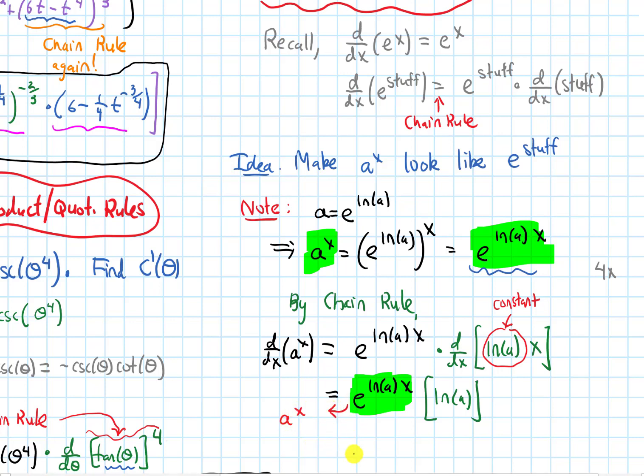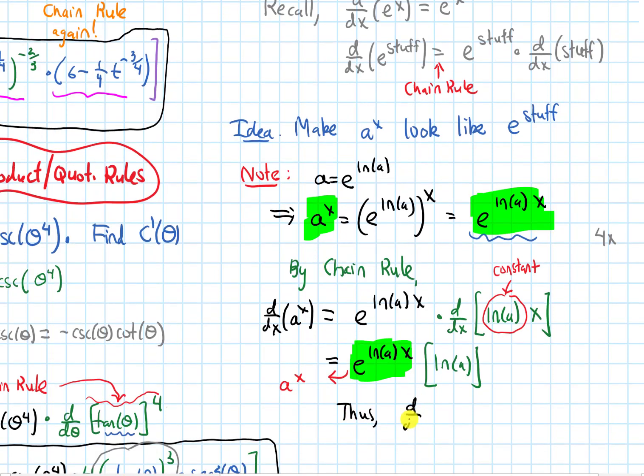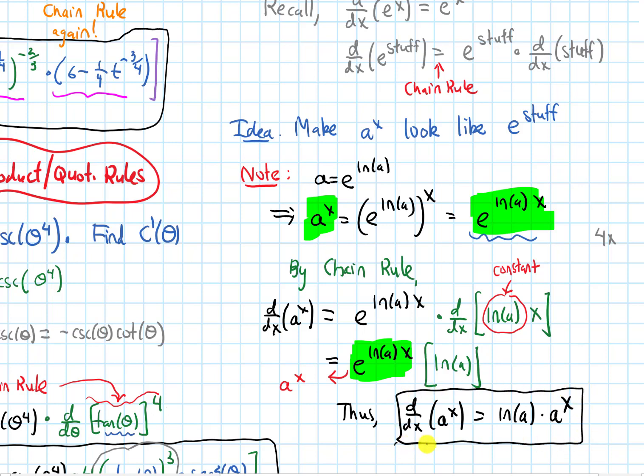So thus, what we've just shown is that the derivative of a to the x is equal to a to the x times ln of a. Let me actually write ln of a first: ln of a times a to the x. I'm going to box that. So that is a key derivative rule. And let's highlight that in yellow. All right, we now know a formula for the derivative of a to the x, where a is some arbitrary real number, not just e.